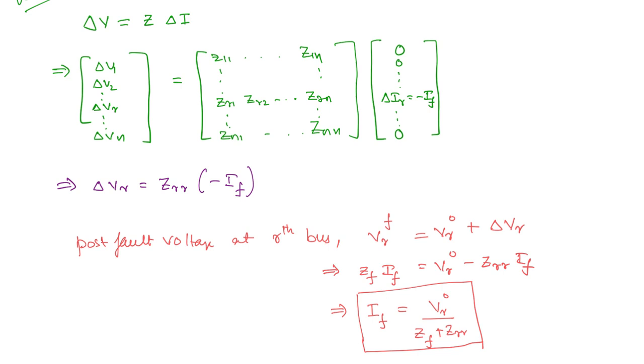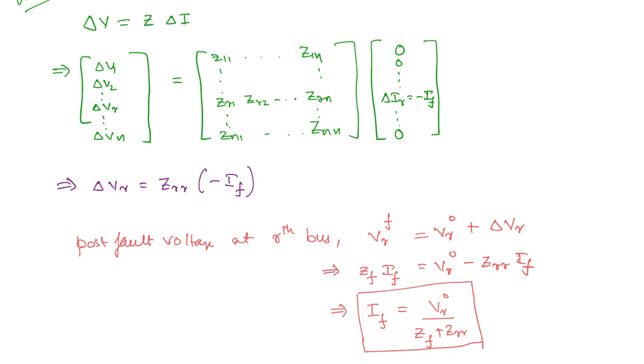Now what if the fault impedance ZF is 0? Then simply IF will be equal to VR naught by ZRR. That means the pre-fault voltage divided by the Thevenin's impedance. This is what we already know. This is how we have been finding out the fault current in the symmetrical faults.